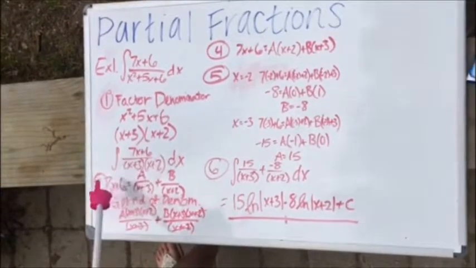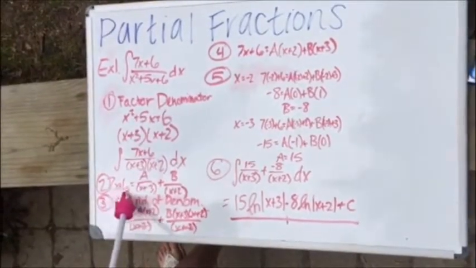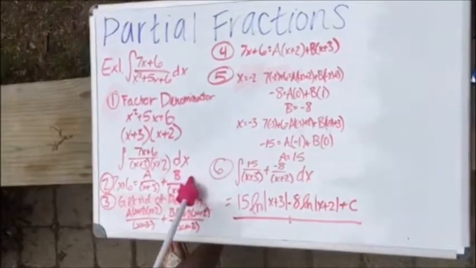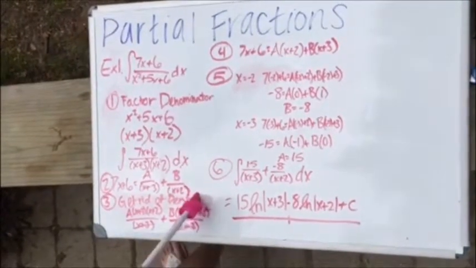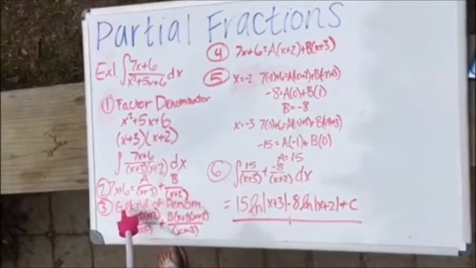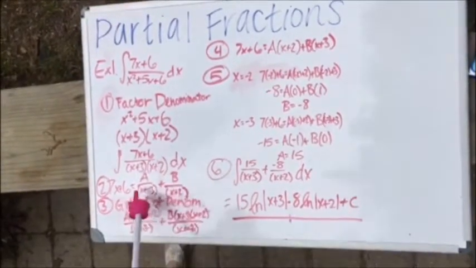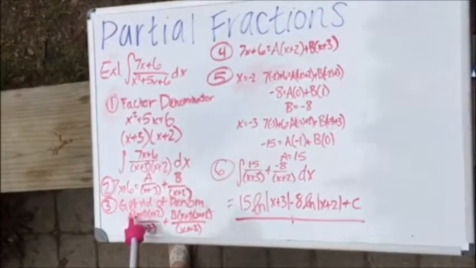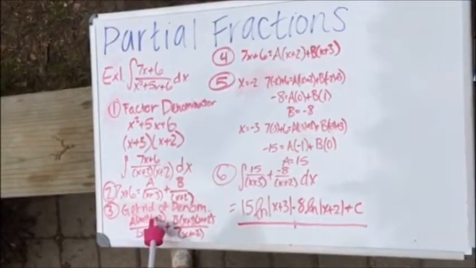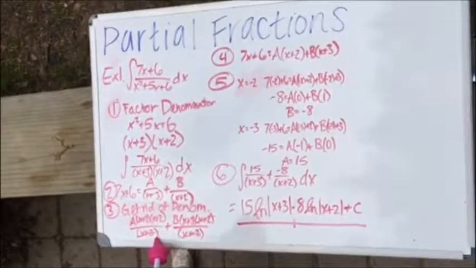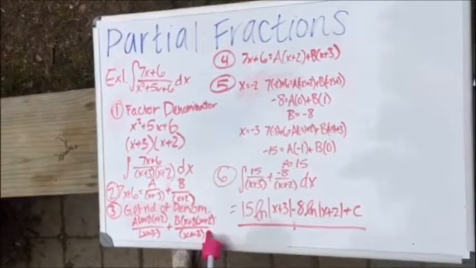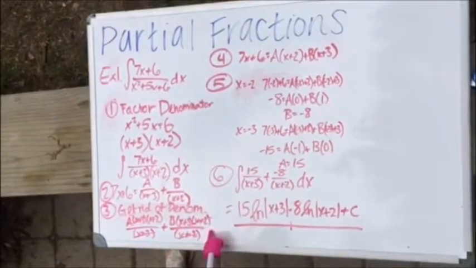Next thing we're going to do is split it up. So it's 7x plus 6 equals A over our first part of our factor plus B over the next part. Next we're going to get rid of the denominator by multiplying both of these into the numerator. So when we do that, we have A times (x plus 3)(x plus 2) over (x plus 3). The two x plus 3's cancel out, and similar for B, except the x plus 2's cancel out.